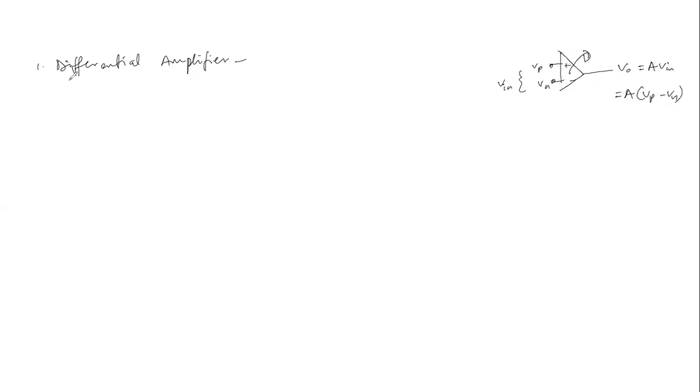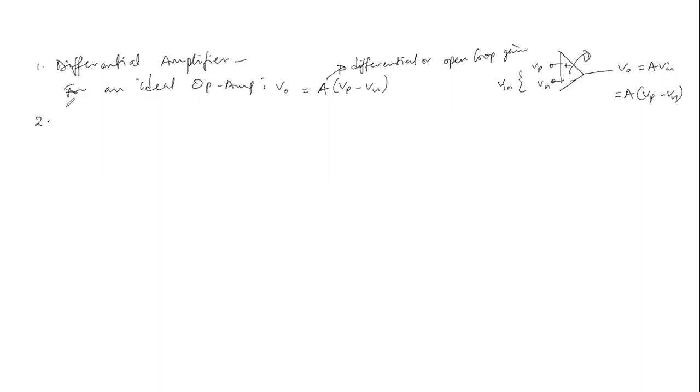And for an ideal op-amp, we have V naught to be the same as A times Vp minus Vn, where A in this case, like we have mentioned earlier, is a differential or open loop gain. And the second terminology we need to also consider is the differential input signal.